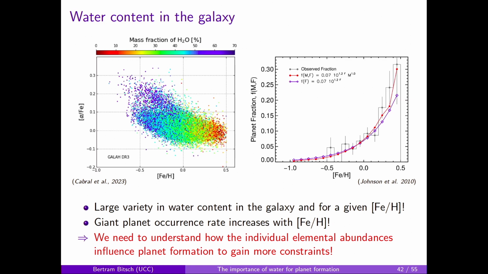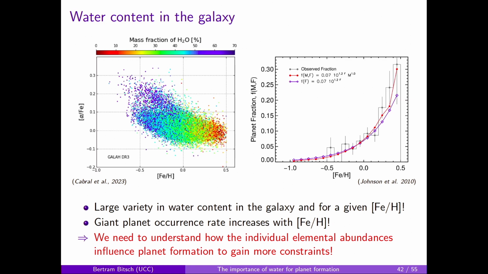What you have here is the water mass fraction in stars, calculated with the same type of model as a function of whole star metallicity. And this is the alpha element content, so like magnesium, silicate, oxygen, and carbon. And these dots correspond to stars, so solar type stars in our neighborhood.